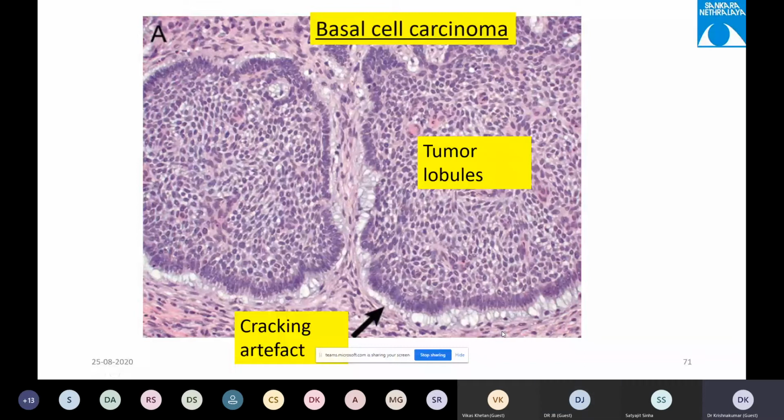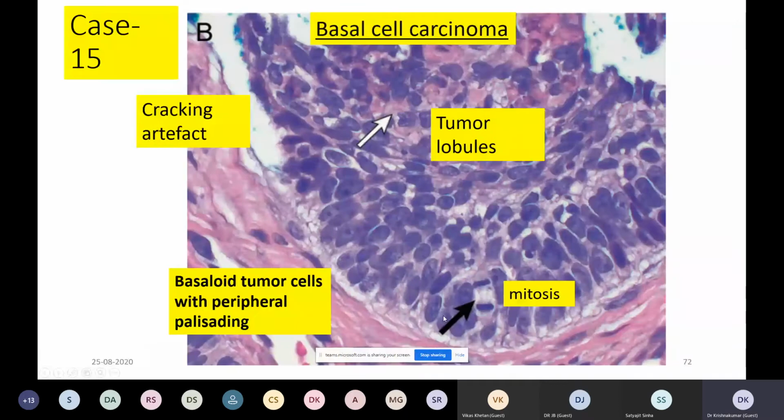Here, once again, at higher magnification, you find the tumor lobules, you find atypical mitosis, and you find this cracking artifact. So this is basal cell carcinoma.